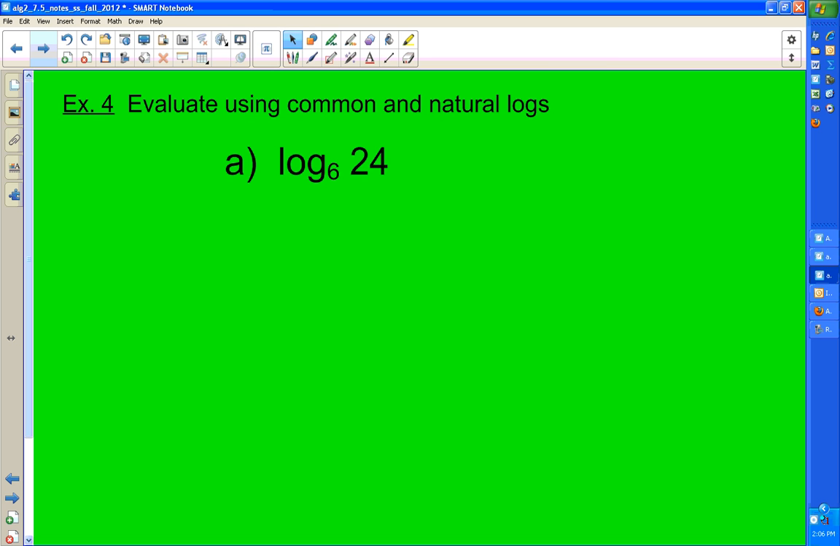Let's look at this example. Base 6, I'm not very good at my base 6s. I know that log base 6 of 24 is 1 point something. If you don't know that, you're still not dialed in on the definition of a log. Definition of a log says 6 to some unknown power is going to be 24. I don't know what the power is, but I know it's more than 1 because 6 to the first is 6. And I know it's less than 2 because 6 squared is 36, more than 24.